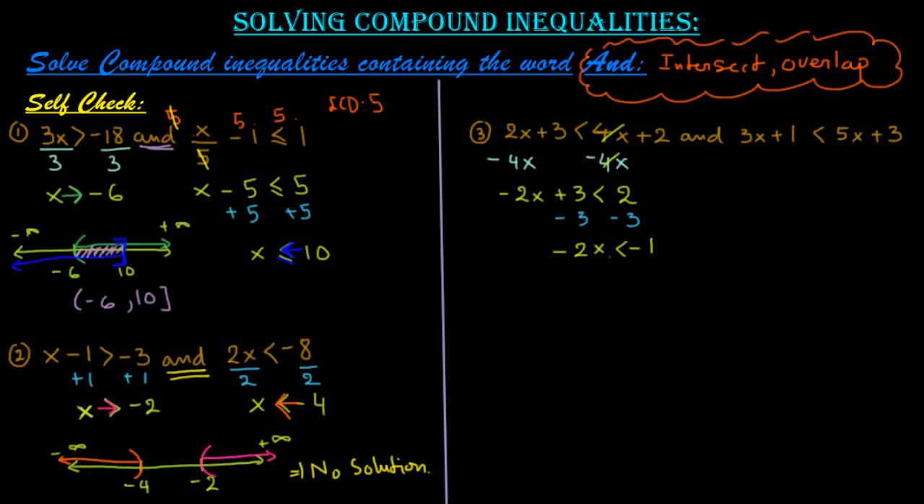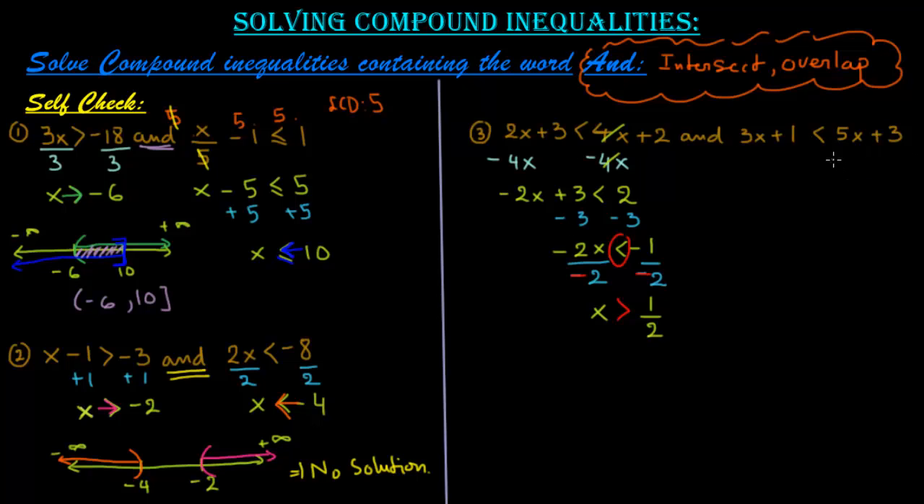Then we divide both sides by negative 2. And don't forget, when we divide by a negative number, we flip the inequality sign. So we have x, negative over negative gives me positive, greater than 1/2. Okay. In the second inequality, we have 3x plus 1 less than 5x plus 3.